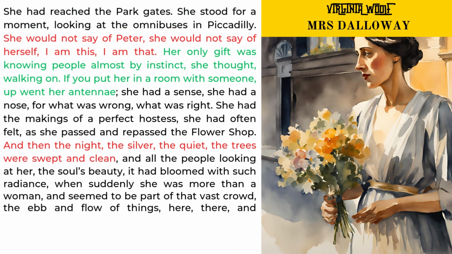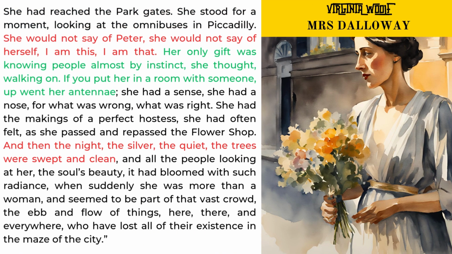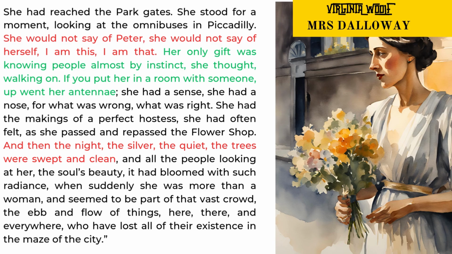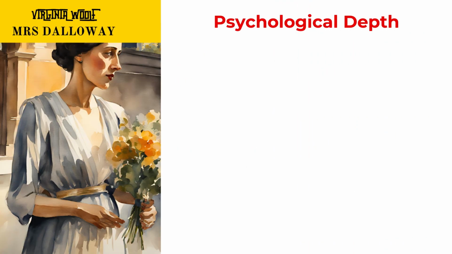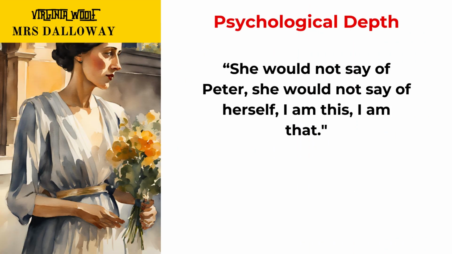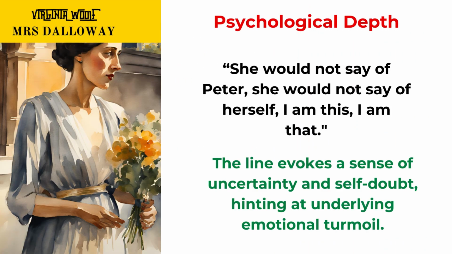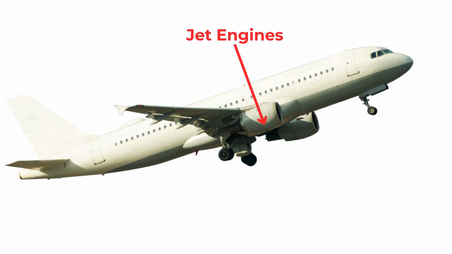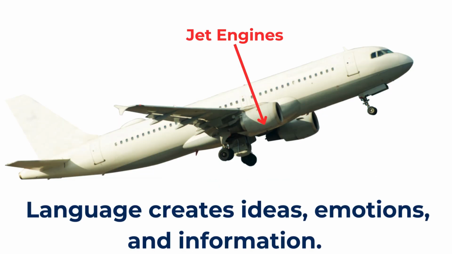In Virginia Woolf's Mrs. Dalloway, for example, the stream of consciousness narrative lets us see into the characters' thoughts and feelings in real time. This technique gives the story a sense of psychological depth, letting the language do more than just tell a story. It creates an experience. Just like engines give a plane its power, language has the power to convey complex ideas and emotions.